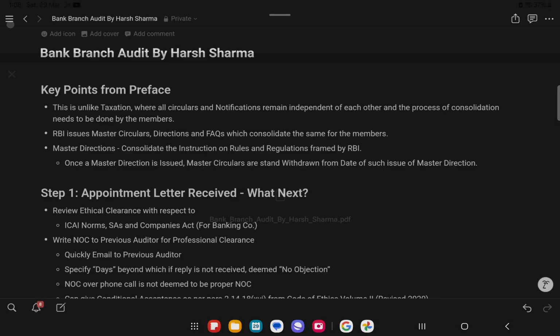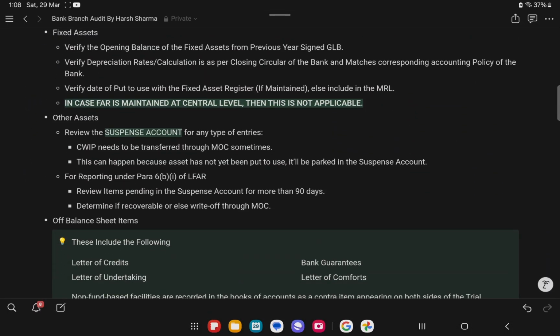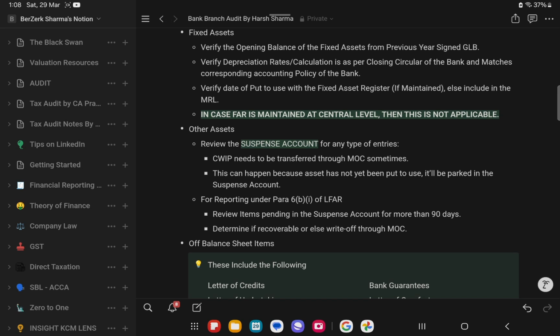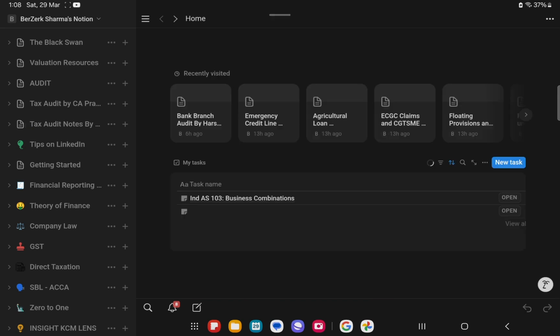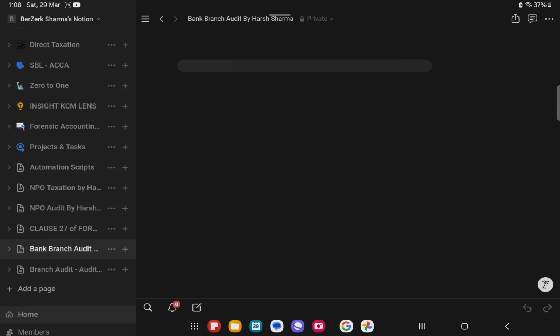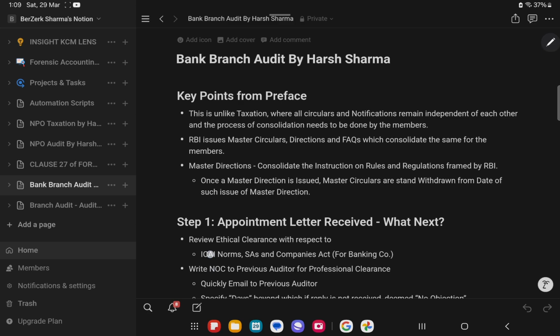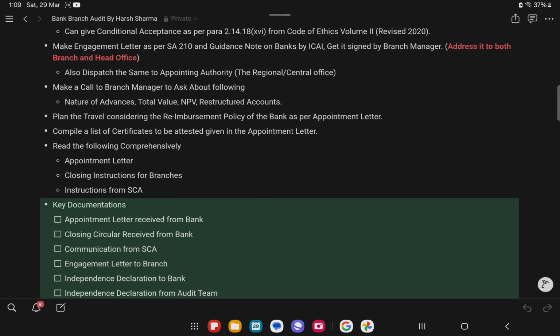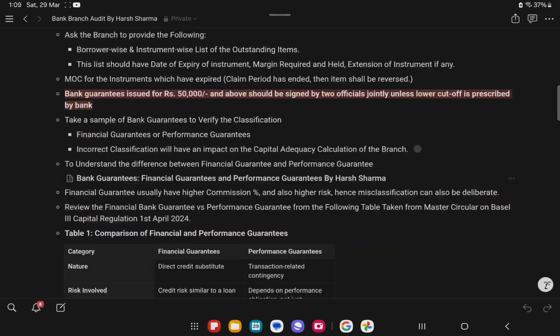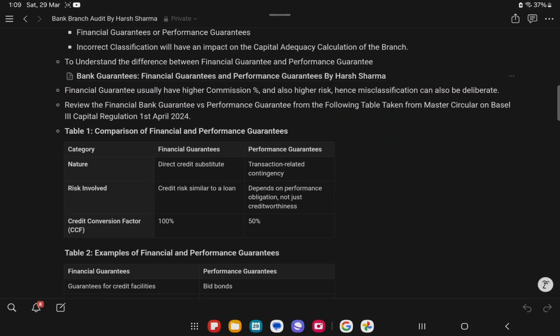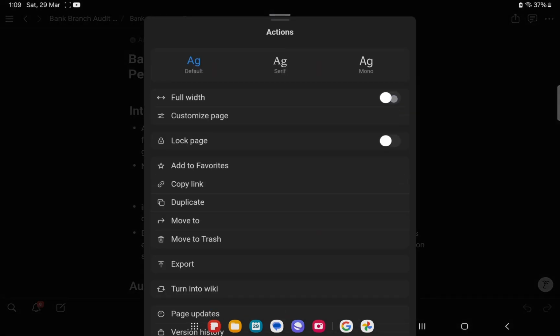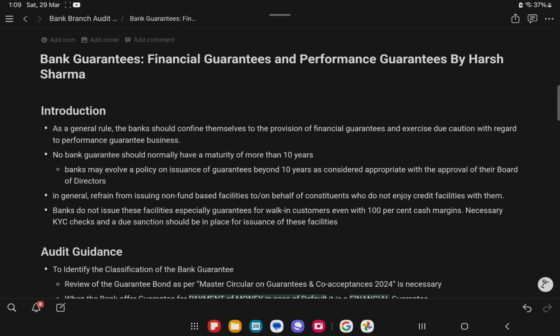Let me just launch my notepad and find where the bank notes are. Black Swan, not Black Swan, that's Audit. Okay, here it is. Why is it not scrolling? What's happening? This app is not working for some reason. Now it's working. Okay, let me find where it is. Here it is: bank guarantees and financial guarantees. Okay, let's talk about it. As a general rule, the banks. I want to use just the highlighter.